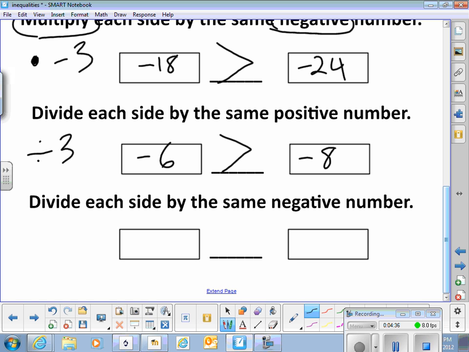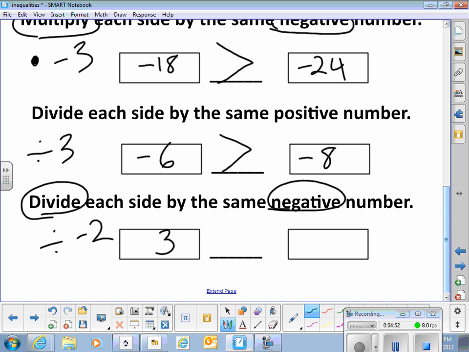Well, let's divide by a negative number. Let's divide by negative 2. Negative 6 divided by negative 2. 6 divided by 2 is 3. A negative divided by negative is positive. 8 divided by 2 is 4. Negative divided by negative is positive. 3 is less than 4. So if I divide by a negative number, the inequality sign changes directions.